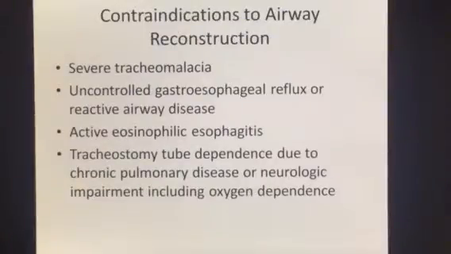So contraindications for airway reconstruction include severe tracheomalacia, uncontrolled reflux, reactive airway disease, active eosinophilic esophagitis, and also tracheostomy tube dependence due to a chronic pulmonary disease or neurologic impairment, including oxygen dependence. So if they're dependent on their trach tube, there's no point in trying to take it out.